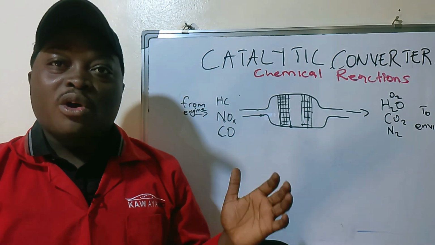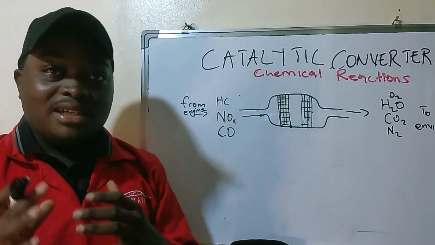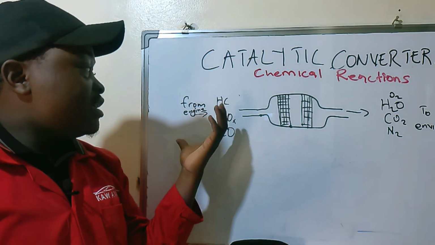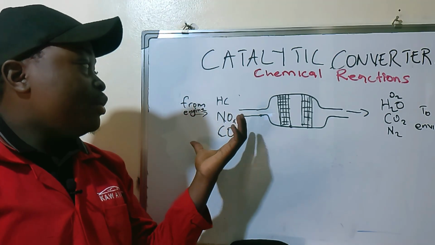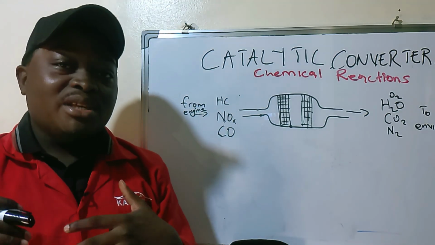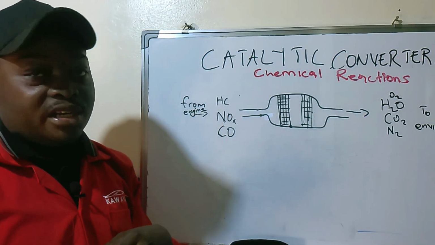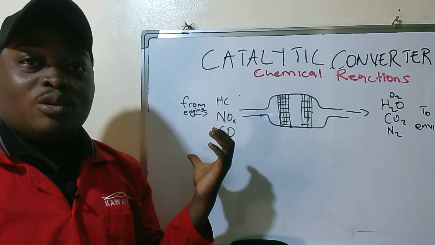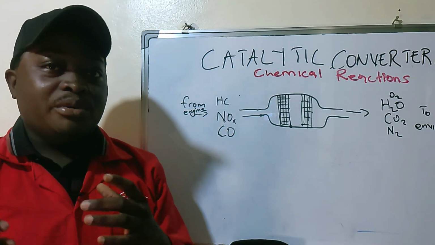So every time your car burns fuel, there are dangerous gases and substances produced. You can see from this side the air coming from the exhaust gases of the engine. We have hydrocarbons, and these are basically unburned particles of fuel. We have oxides of nitrogen, and these basically cause acidic rain. We have carbon monoxide, which is a very poisonous gas.